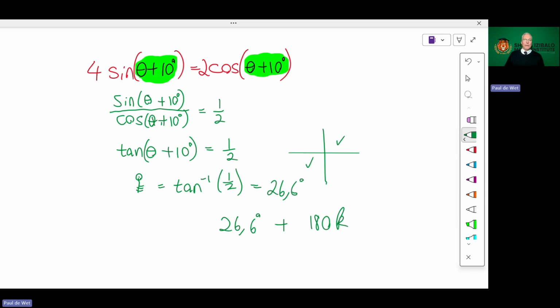Just be careful. This is not theta. This is theta plus 10. And so our final answer, if we subtract 10 from both sides, is 16.6 plus 180k.